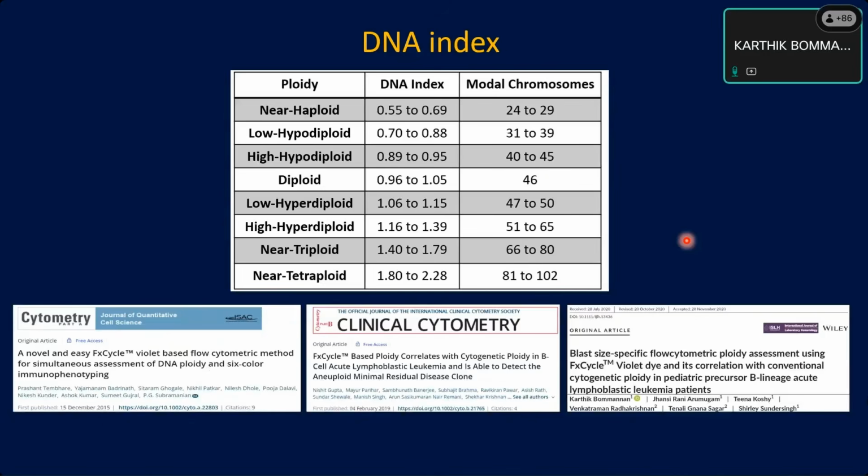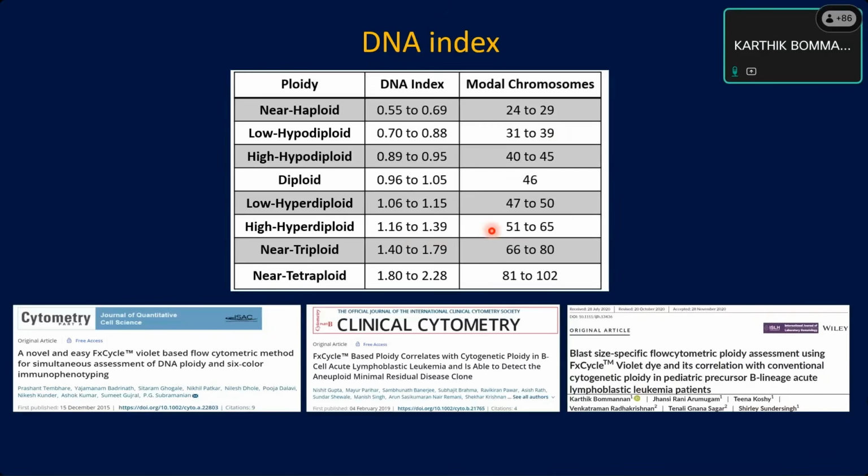So we can have equivalence for the modal number of chromosomes with the DNA index. If the DNA index is 0.96 to 1.05, it is diploid. If the DNA index is 1.16 to 1.39, it corresponds to 51 to 65 chromosomes. So whenever in a B-ALL patient you encounter a DNA index of 1.16 to 1.39, it is almost equivalent to your high hyperdiploidy identified by conventional karyotyping, right? So the magic number is more than 1.16 and the upper limit is 1.39.